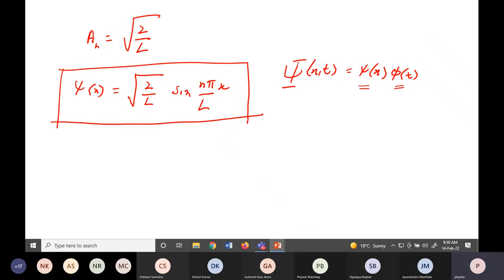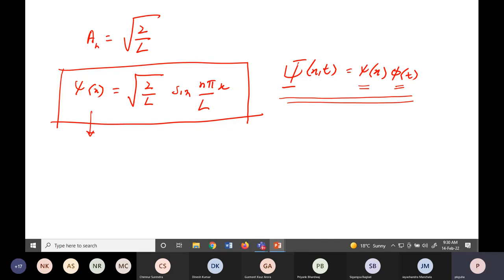Now let me discuss a bit more, because we said we are interested in finding the probability of finding the particle, right? So it is the probability density we are interested in. So before going there, let me show you how to find the probability.